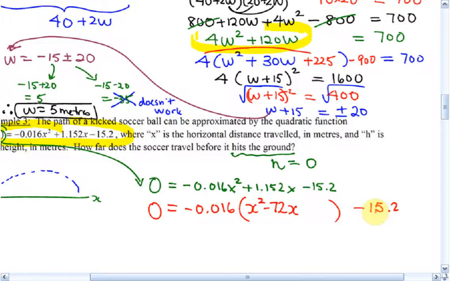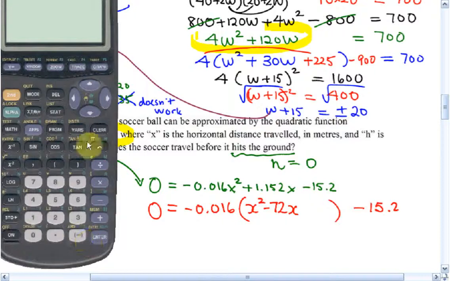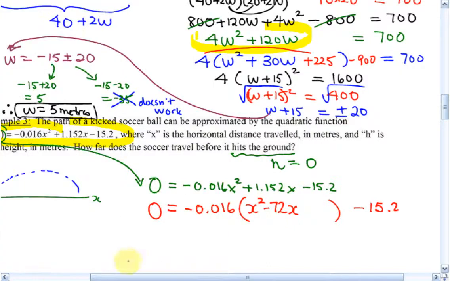Are you comfortable with a nicer number now? Let's do this together. What number goes inside the bracket? It's half of negative 72, which is negative 36. And I'm going to take negative 36 and square it. So this, I need my calculator for. That's 1,296. So once again, let's plus 1,296.